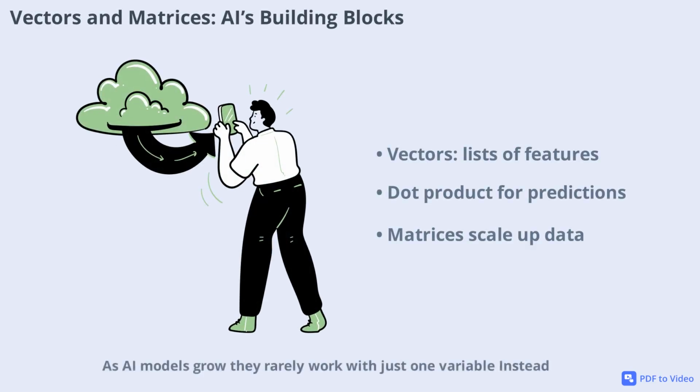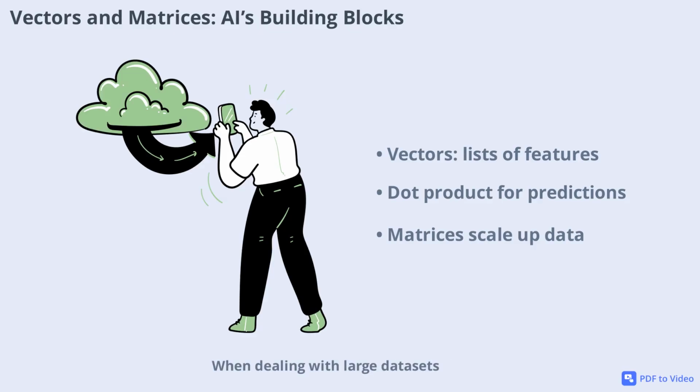As AI models grow, they rarely work with just one variable. Instead, they use vectors, lists of numbers representing features like age, income, or clicks. For example, a vector might look like x = (x1, x2, x3), and AI combines these with weights using a dot product. Output = w1x1 + w2x2 + w3x3. This operation is the mathematical core of neural networks and classification algorithms.